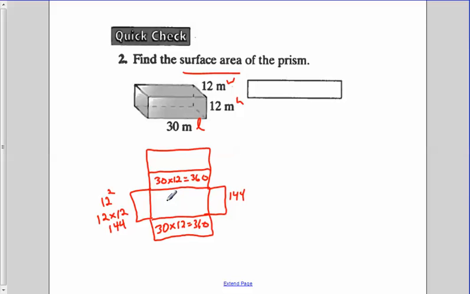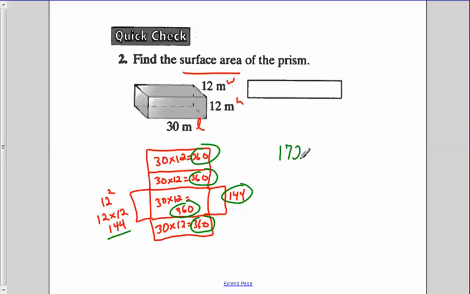And then I need to look at the bottom of my box, which again is 30 times 12. That's our 360, which the bottom has to match the top of our box with dimensions. So 30 times 12, that equals 360. And that covers all of our sides. So now I need to add up my 144, my 360, 360, 144, 360, and 360. When I add all those together, I get 1,728.